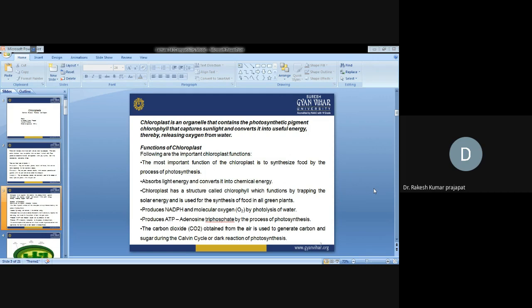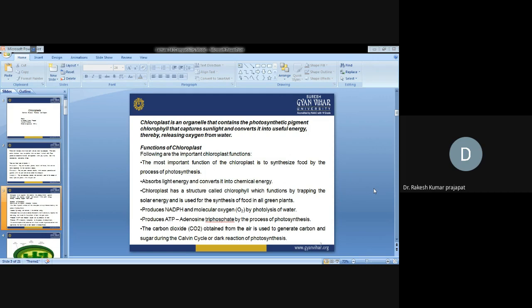Chloroplast has a structure called chlorophyll, which functions by trapping the solar energy and using it for the synthesis of food in all green plants. This chloroplast also produces NADPH and molecular oxygen, O2, by photolysis of water. It also produces ATP, adenosine triphosphate, by the process of photosynthesis.